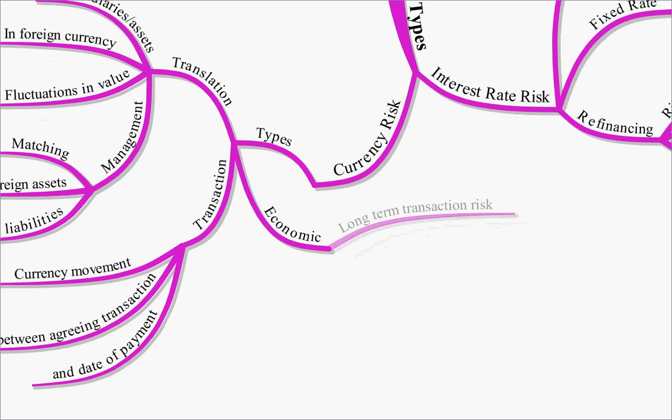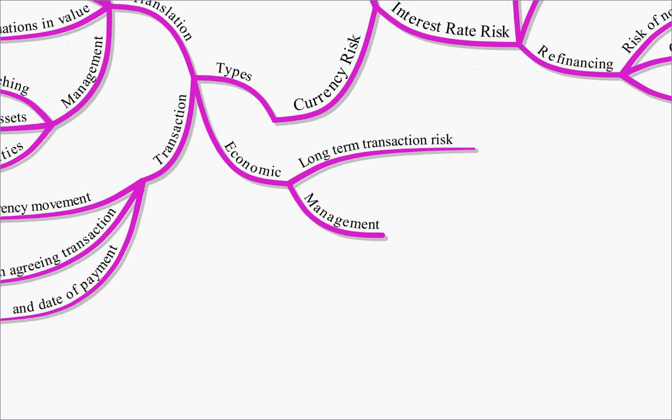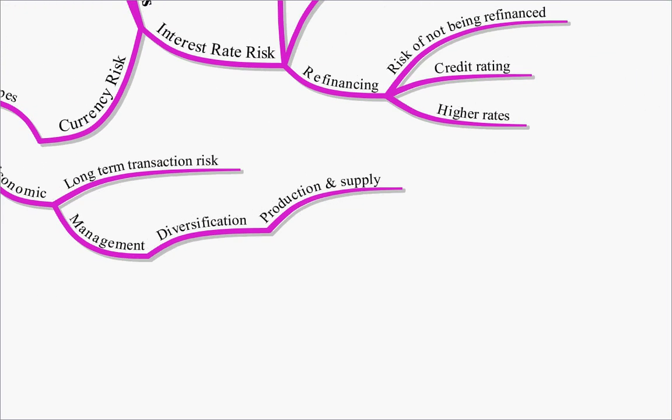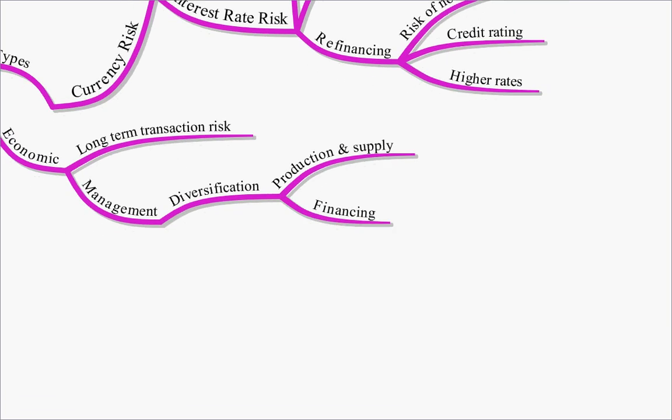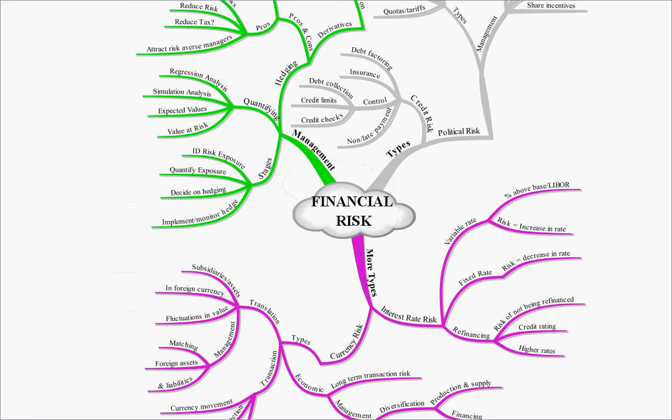Economic risk is really long-term transaction risk. It's that you have operations in a different currency or a different locality, and the long-term effects of the exchange rate are that you make less profit or less money than you were expecting. That's economic or long-term transaction risk. How do you manage that? You basically diversify. You can diversify your production and supply or your financing to try and manage your long-term transaction risk. So that was our introduction to financial risk.